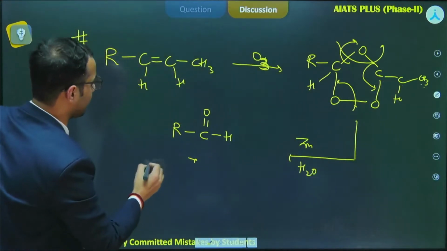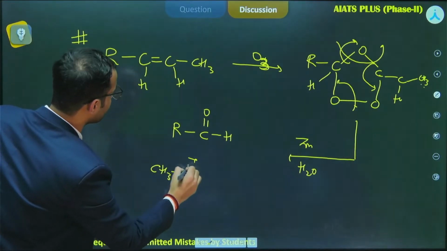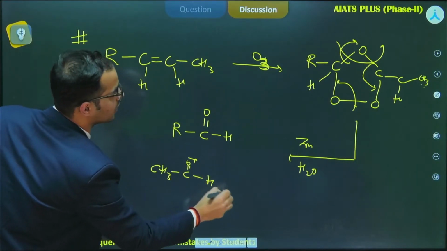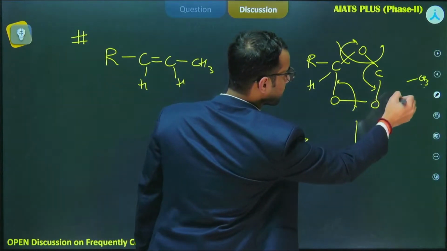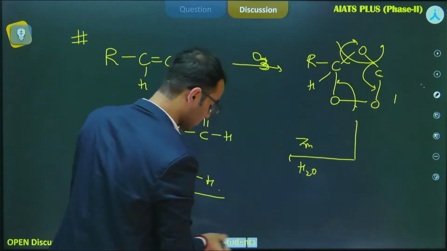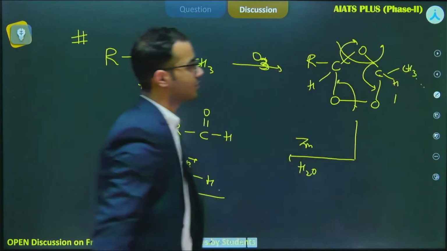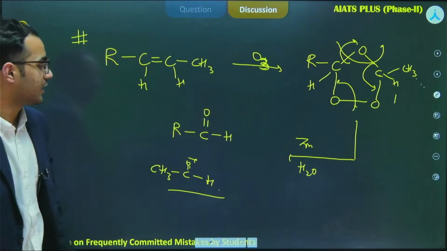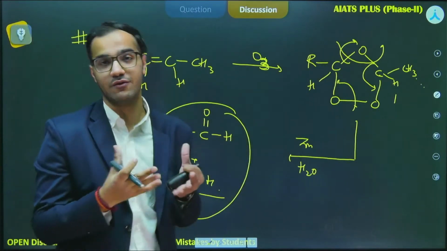Let us say you are having CH3, C double bond O, and H over here. It's only C here. It's H and CH3. Okay, this is the case, and you are getting the products over here. This is kind of reductive ozonolysis.